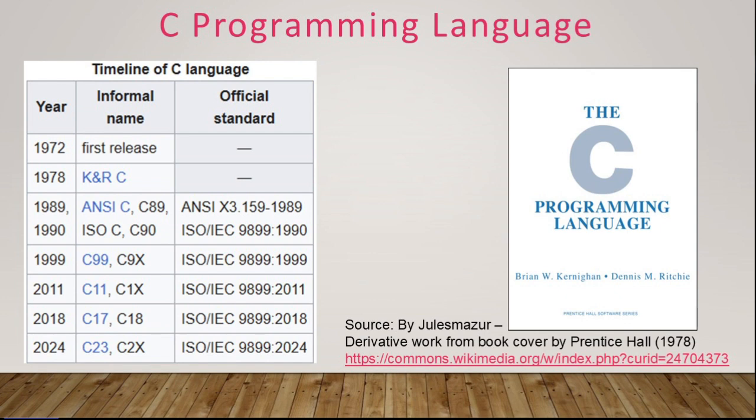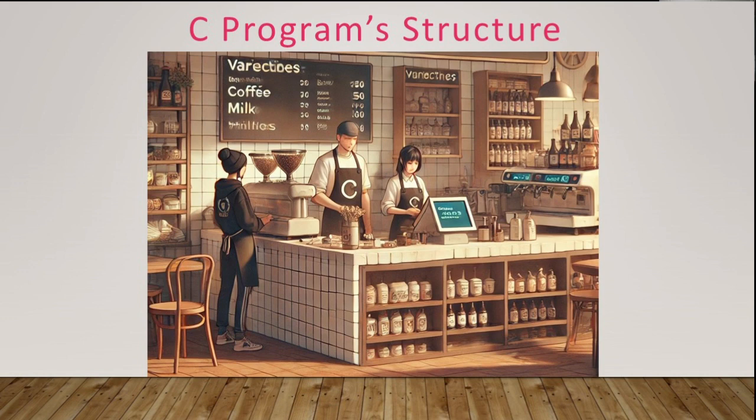We have several other versions of C, depending upon the years, like C99, which was standardized in 1999, and C11, which was standardized in 2011, and so on. Let's take a very interesting story and understand C program structure.